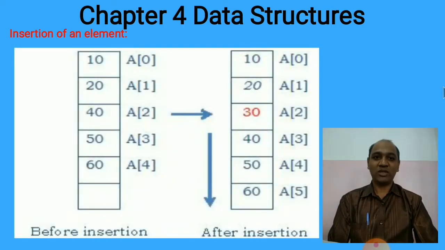Here you can see 10, 20, 30, 40, 50, 60 is there in an array A of 0, 1, 2, 3 and 4. Here in order to insert number 30 in the second position of this array, we have to move the elements after the second position to the higher order of their positions. So here you can see in the diagram, this arrow represents we are inserting this element 30 at position 2 by shifting the elements, that is 40, 50 and 60 to the next higher order level.